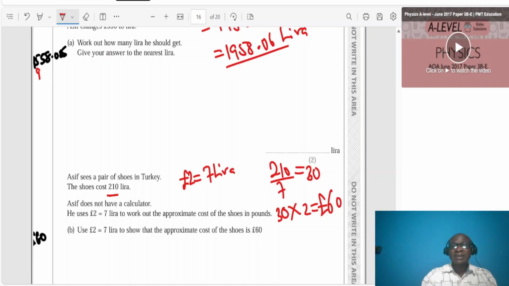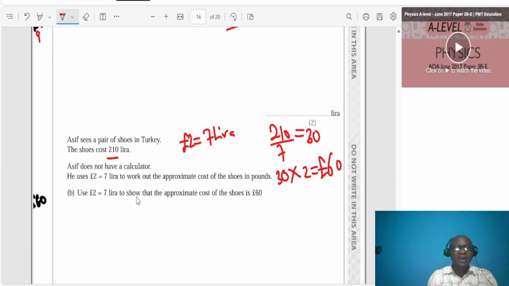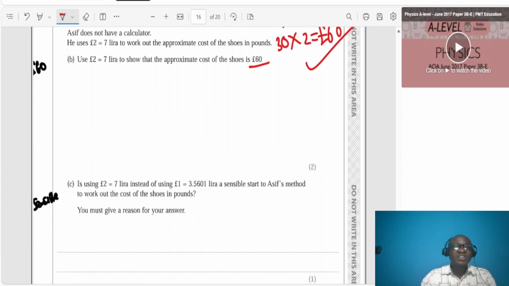And that is it. And look at what they say. Show that the approximate cost of the shoes is 60 pounds. We have done the show. Okay? We have shown it. Now, moving forward, C part says if we are using 2 pounds to 7 rila instead of 1 pound to 3.5601, is it sensible to use this method? Let's compare. Is it sensible?